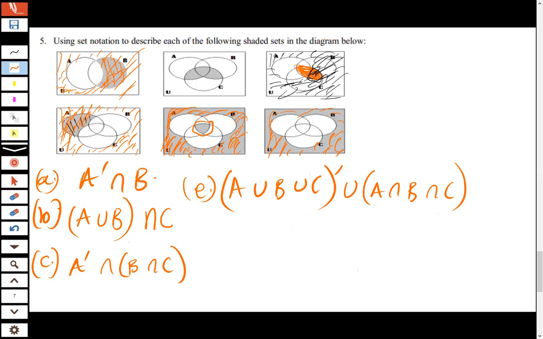Excuse me, sir. Yes, you can ask. Yes, on the same E. I've seen that the shaded part is not even represented in the answer, so I'm confused why. The shaded part is here. Oh, yes. Okay. Thank you. You're most welcome.